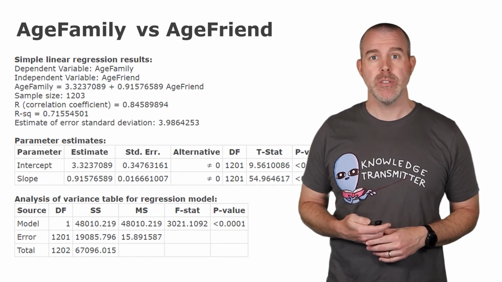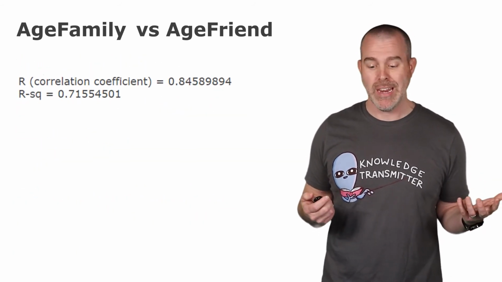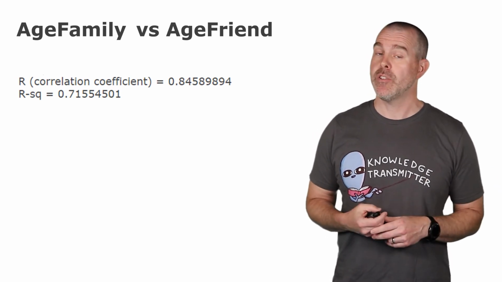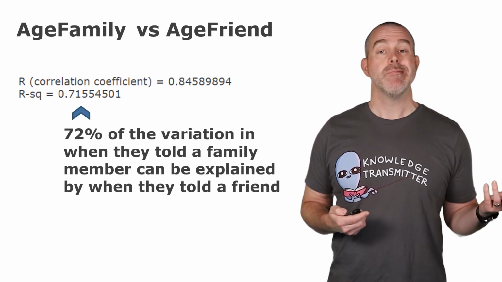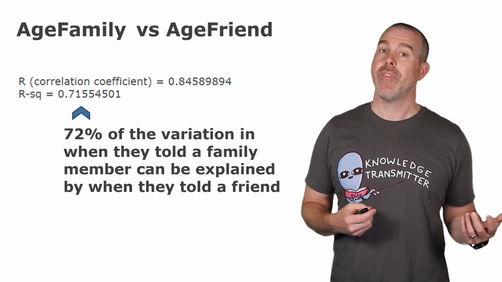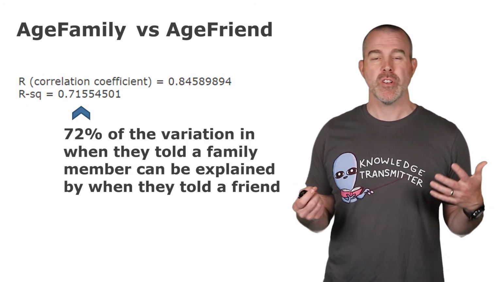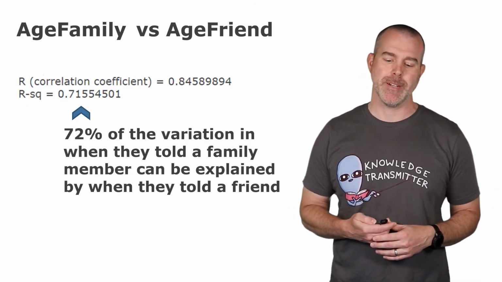Here's our output. If we look at the correlation, pretty strong, 0.846, right? Very strong. R squared, 72%. So 72% of the variation in when they told their family can be explained by when they told their friend. So if you know one, you pretty much could predict the other one based on the model.